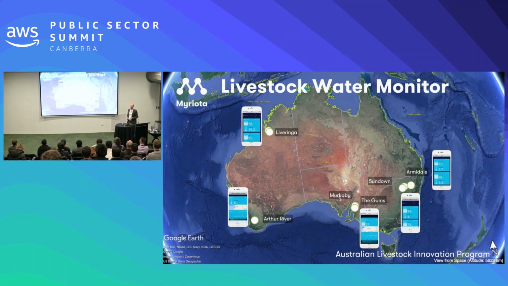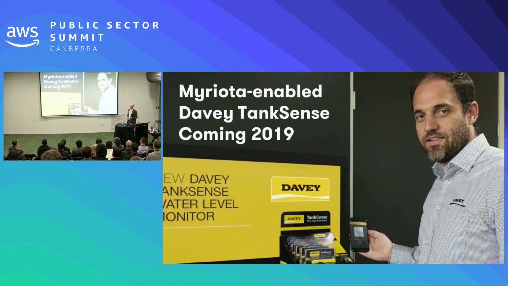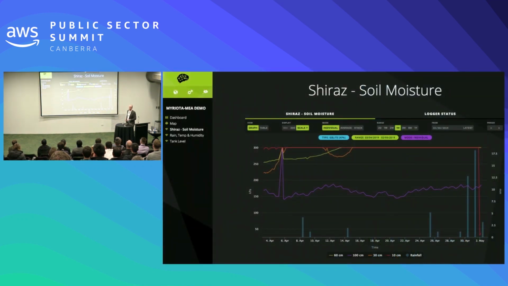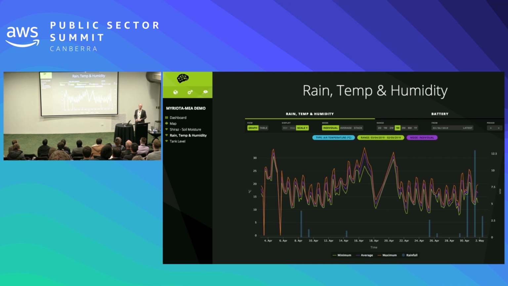Since that POC, a number of OEMs have taken our connectivity and added it to their products to support agriculture, like Davy Water Products with their Tank Sense monitor, like MEA, who have a suite of Green Brain products for a microclimate station, a tank monitor, and also for soil moisture probes. And they feed the data that comes from that into their front end so that they can give farmers insight into soil moisture in their Shiraz vineyard or weather information around the farm. And all of this is enabled by being able to get that small, high-value data from everywhere.